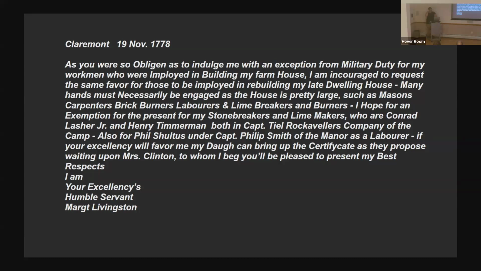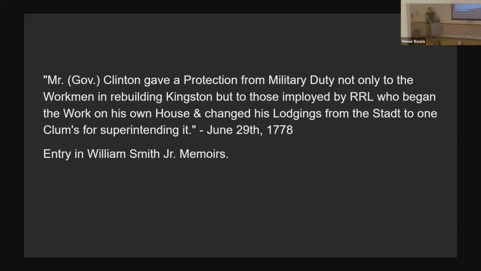You'll see this cited fairly commonly. This is a pretty well-known letter from Margaret Beekman Livingston to Governor George Clinton. And this is Smith's account, more or less, of the same thing. Mr. Clinton gave a protection from military duty not only to the workmen rebuilding Kingston, but to those employed by Robert R. Livingston, Chancellor Robert R. Livingston, who began the work on his own house and changed his lodgings from the Manor to one of the Clums for superintending it.